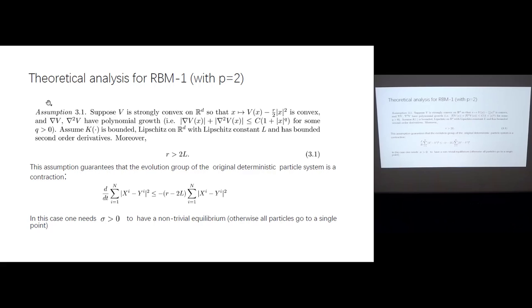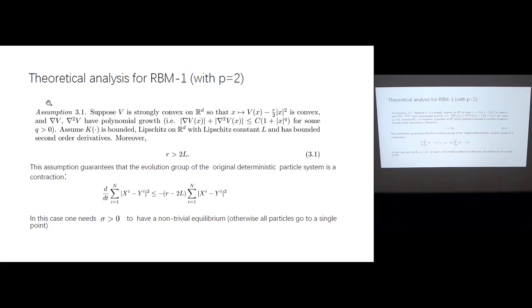Without the Brownian motion term, you can prove under the same assumption that the difference between two particles with different initial data is a contraction. The L2 difference decays exponentially under this condition. Of course, this solution is boring because you actually collapse the particles to the same point. But if you add a noisy term, you get a non-trivial equilibrium, a non-trivial invariant measure. So that's the same assumption.